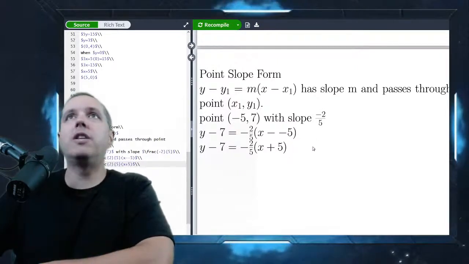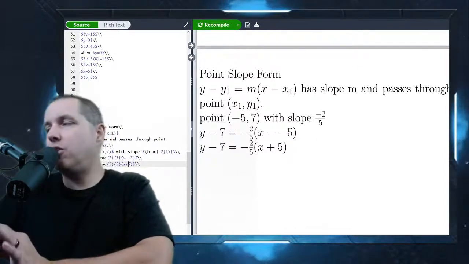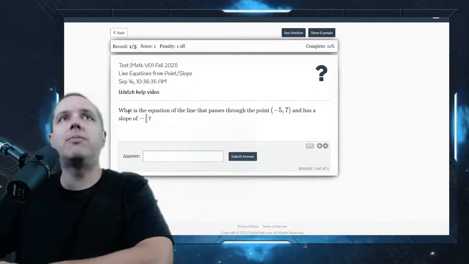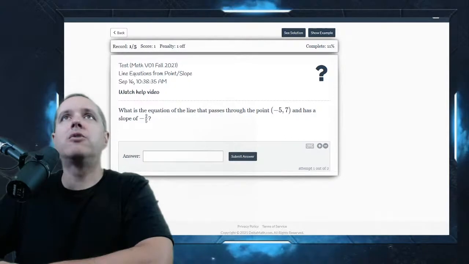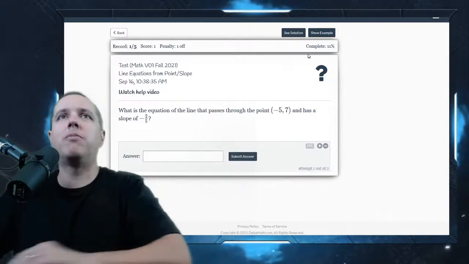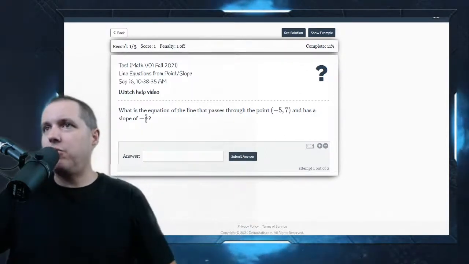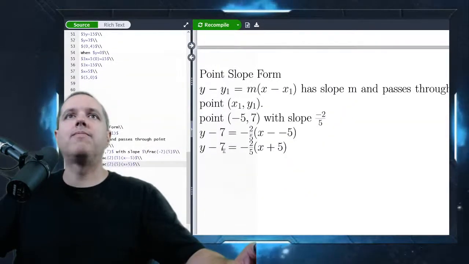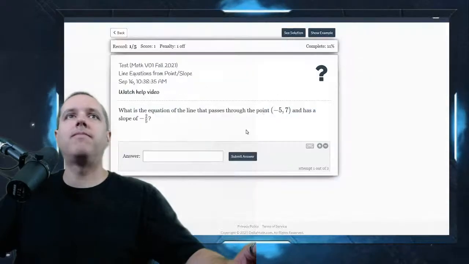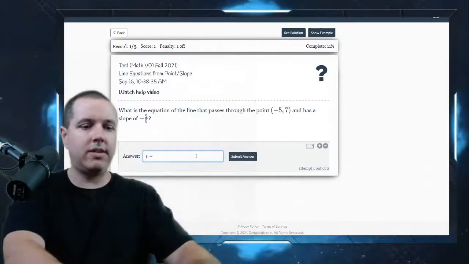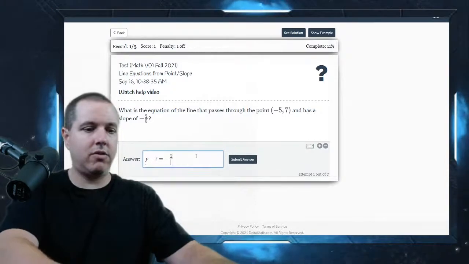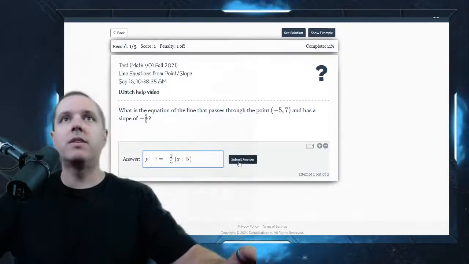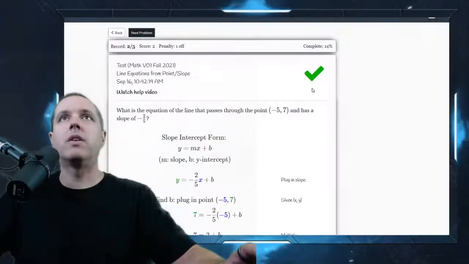Now, usually for these problems, let's see what they do on here. Usually they want you to put it in slope-intercept form. Here they don't specify. What is the equation of the line? So we might get away with putting it in just this way. I don't remember. Usually homeworks want you to put it in slope-intercept form. Let's find out. Let's see if that works. Y minus 7 equals negative 2/5 times x plus 5. Let's see if they like that. Oh, yeah, they liked it.